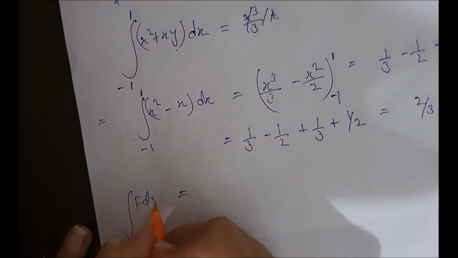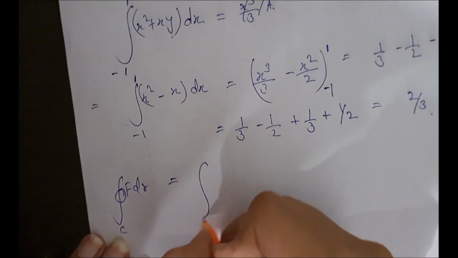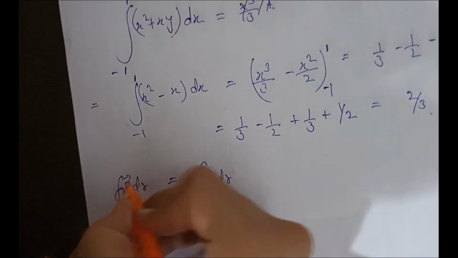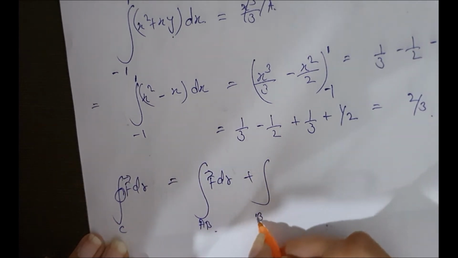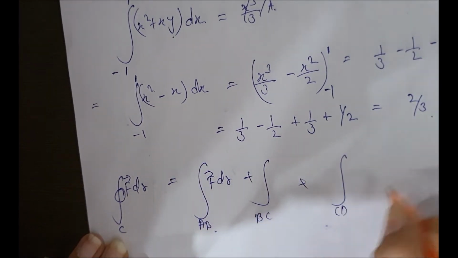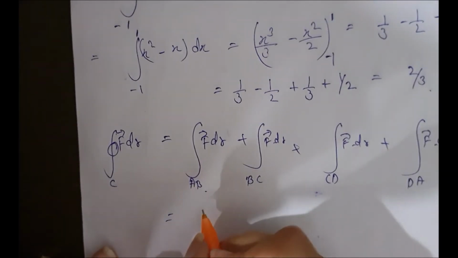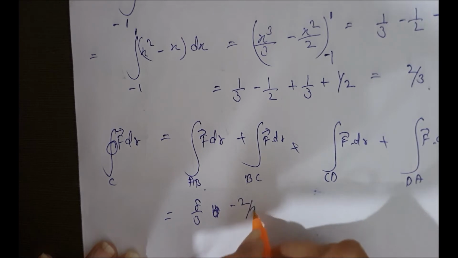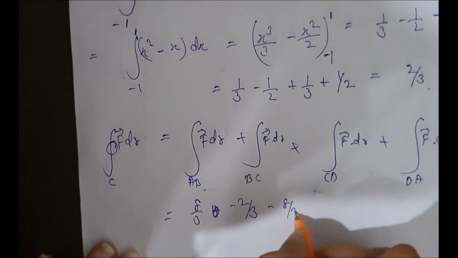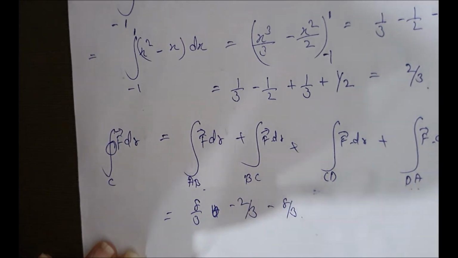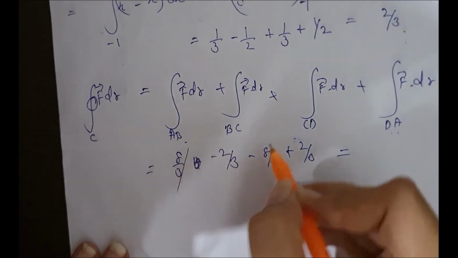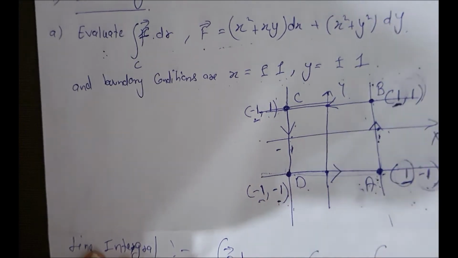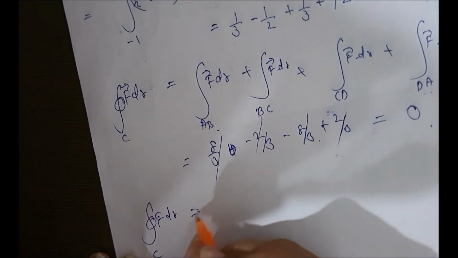Now to find the closed line integral of the function, add the line integrals. AB value is 8 by 3, BC value is minus 2 by 3, CD value is minus 8 by 3 and DA value is, this will come out to be 0. So the closed line integral of this function comes out to be 0.